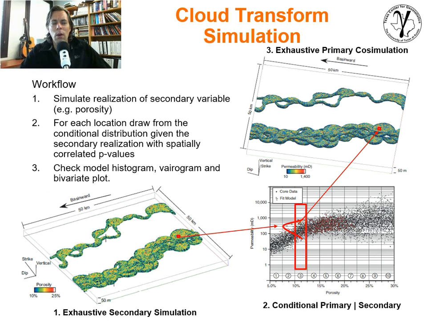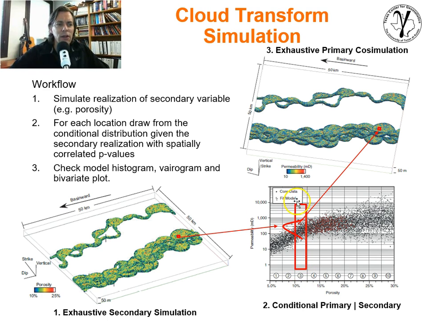The cloud transform method is a little bit different. What they do with this method is, in fact, we take the bivariate distribution, porosity and permeability, we bin it. Now what's very cool is we look at the location at which we want to simulate, and we look at the secondary information, porosity, and we now look at which bin it is in.